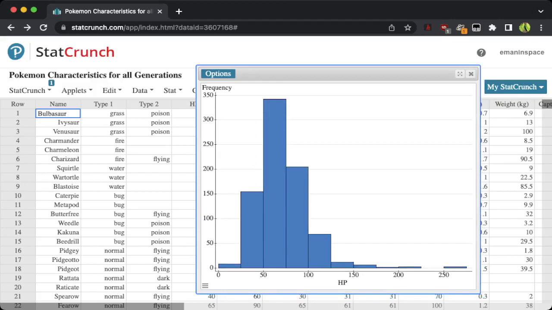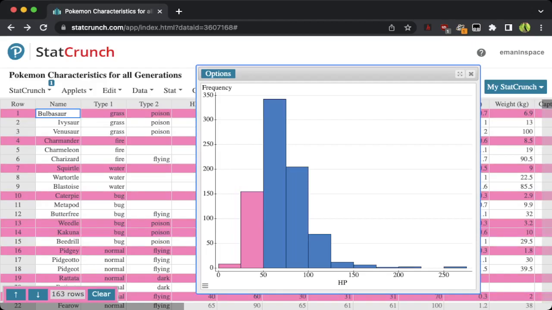You can see this box right here. It goes from 0 to about 50, and that box is halfway in between, so this bin is from 0 to 25. All of the Pokemon that have from 0 to 25 HP are included in there. The next bin will go from 25 to 50, and then the next bin will go from 50 to 75.